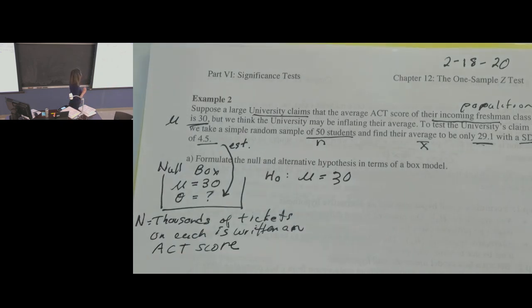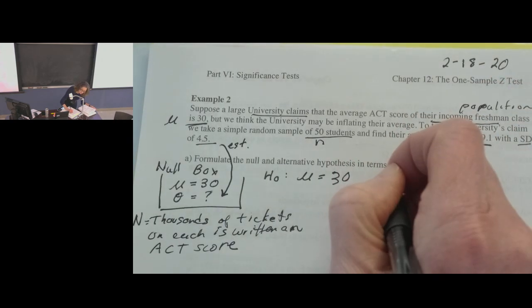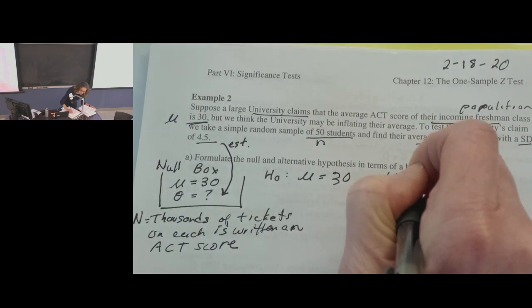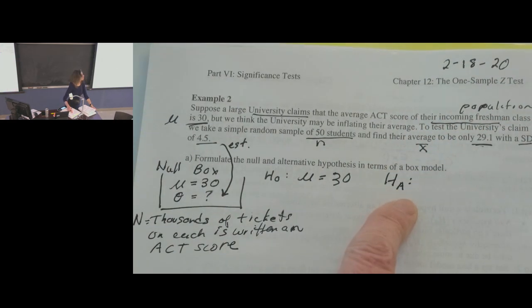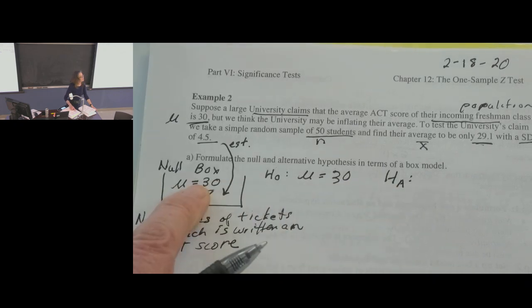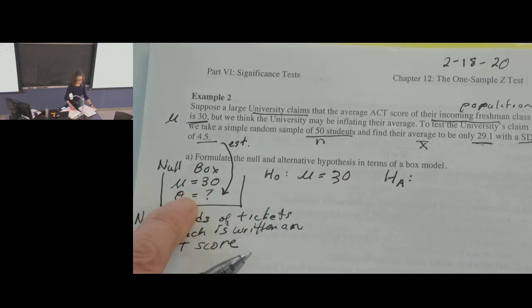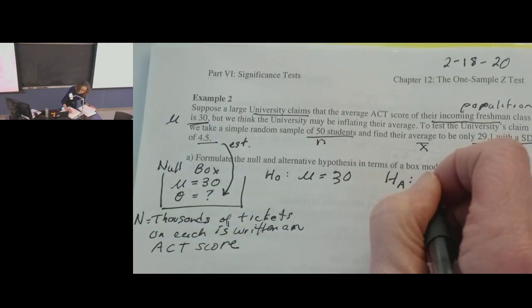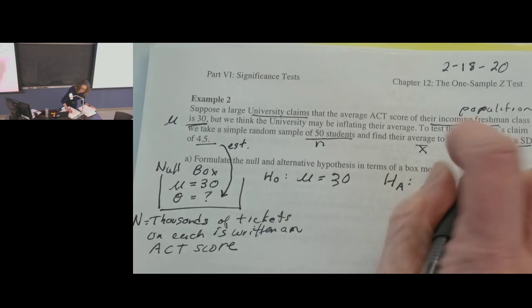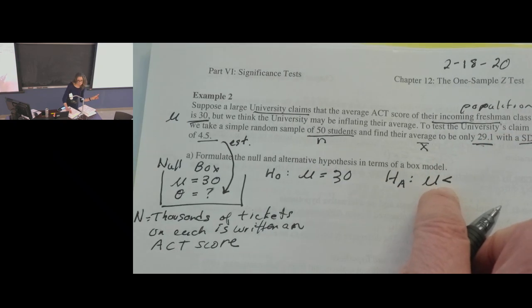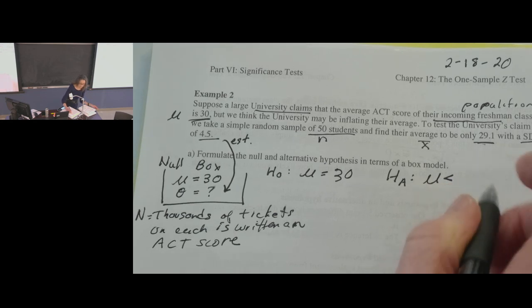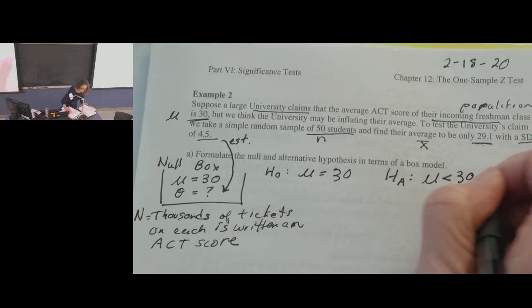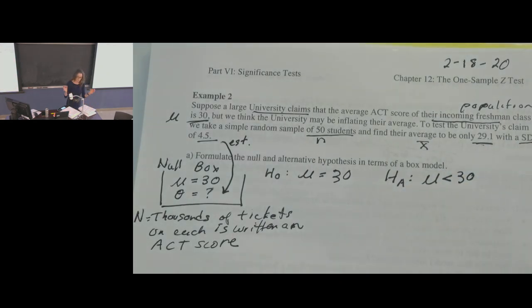Okay. You got it? And what's our alternative hypothesis? Our alternative hypothesis is that we think that the average in here is less than 30. We think they're inflating it. It's directional. We think it's less, not just that it's different, but that it's less. So that's what our alternative is.